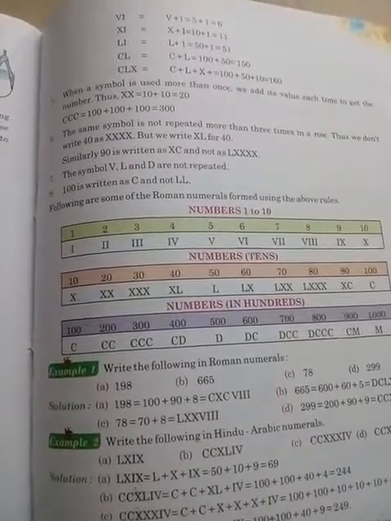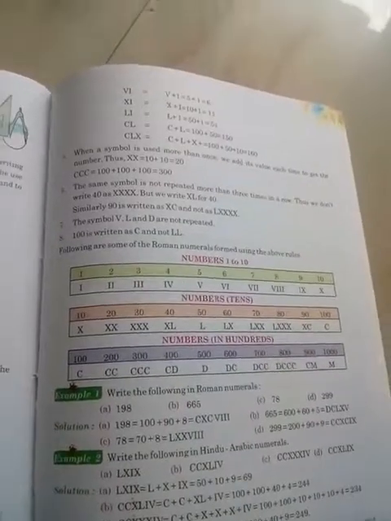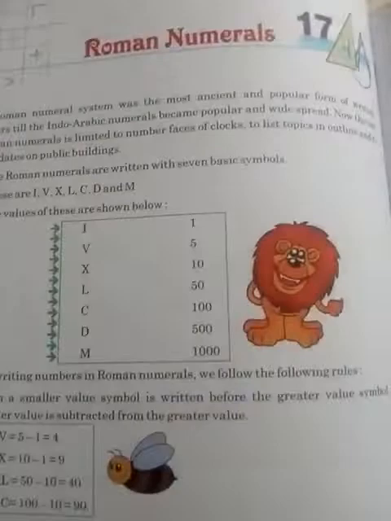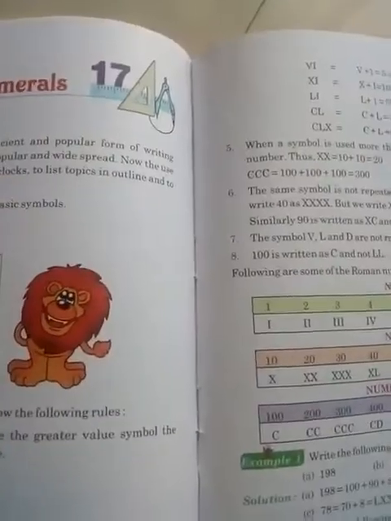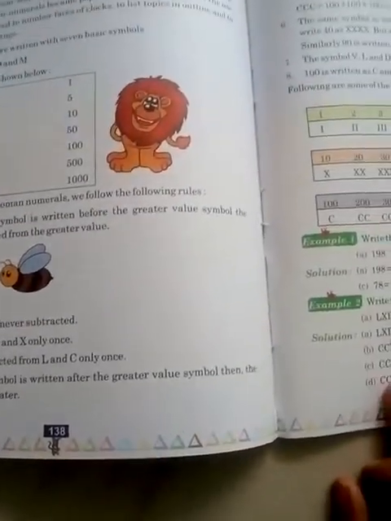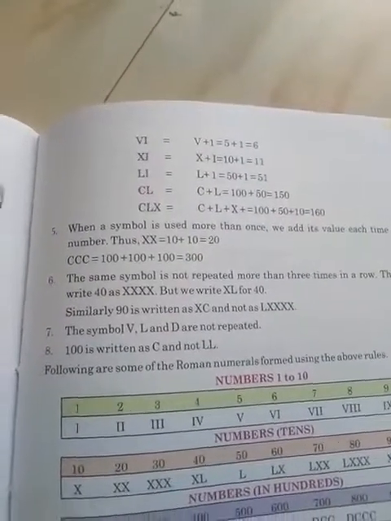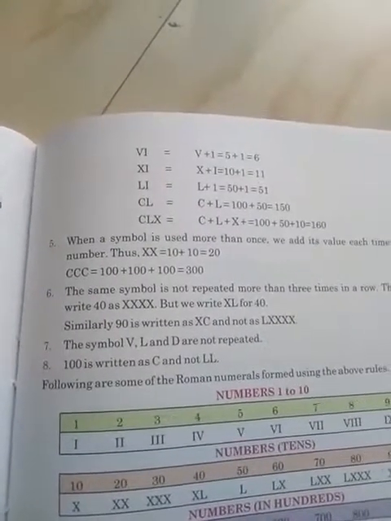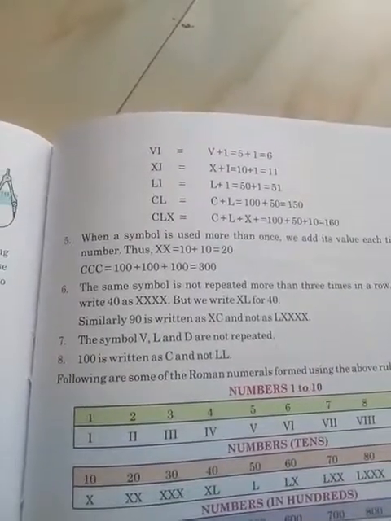What your work is, is to write the Roman numerals from 1 to 50. What is your homework? To write the Roman numerals from 1 to 50 in your copy. But first make this table and then write the rules which are given to you on page number 138 and 139, 1 to 8. All the rules you have to write and then on the next page, write the Roman numerals from 1 to 50. That means counting from 1 to 50 in Roman numerals. Okay. Till then, bye, take care.